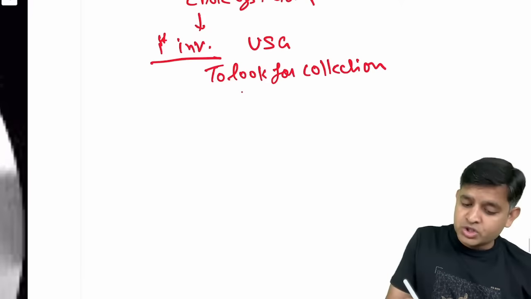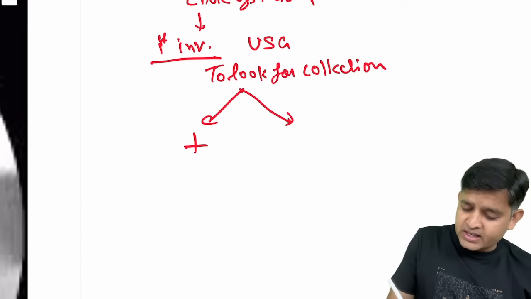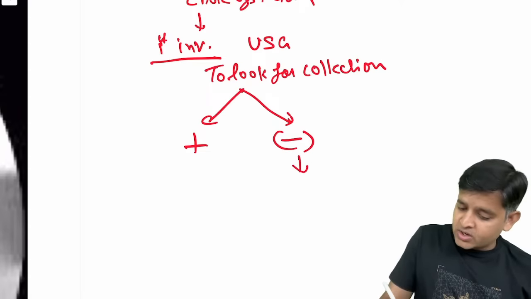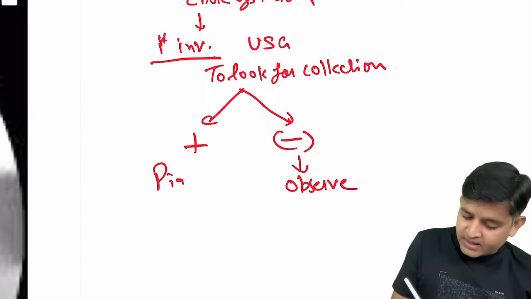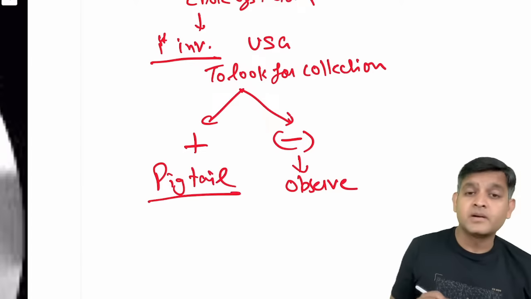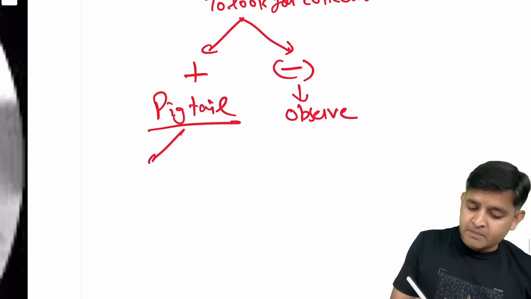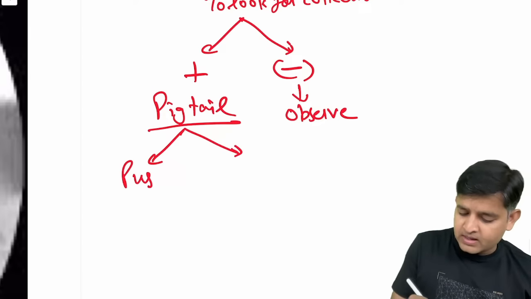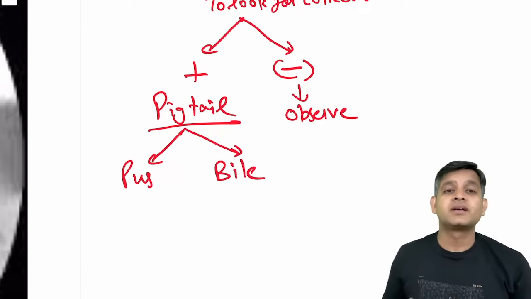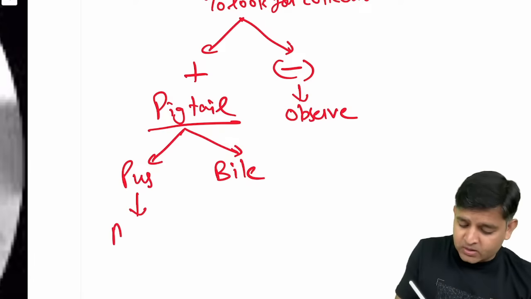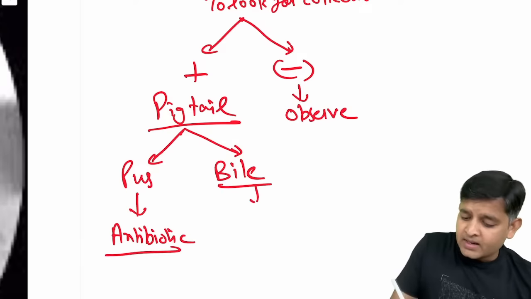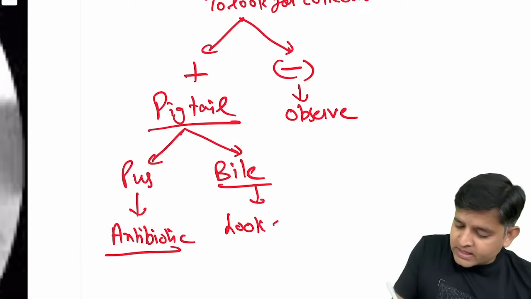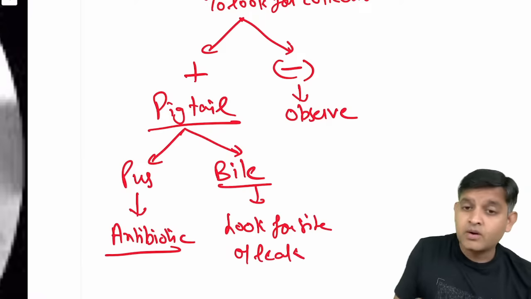ठीक है ना? दो ही चीजें होंगी, collection seen, collection not seen. Collection not seen, observe. Collection seen, put a pigtail. पिकटेल पे क्या दिखा? या तो पस दिखा या तो बाइल दिखा. पस दिखा तो एंटीबायोटिक स्टार्ट कर दो. बाइल दिखा तो look for site of leak.